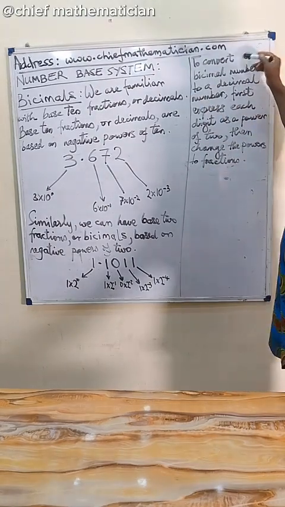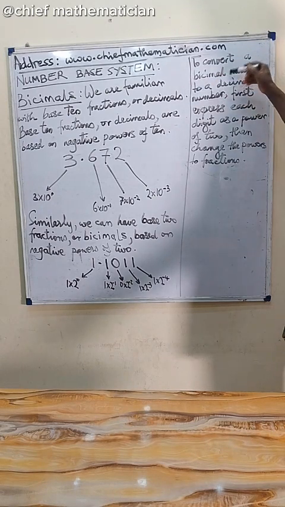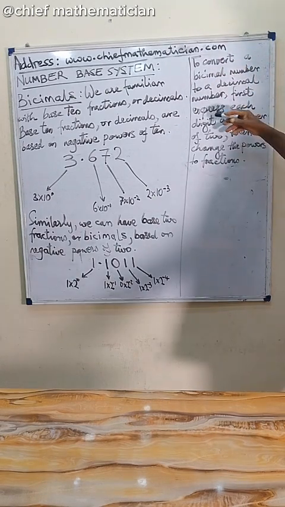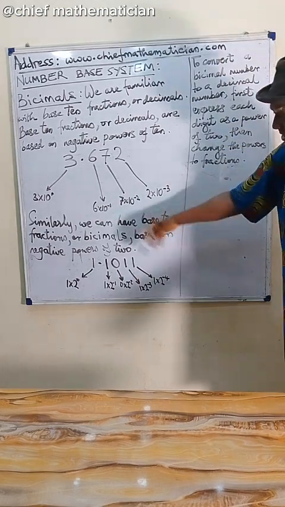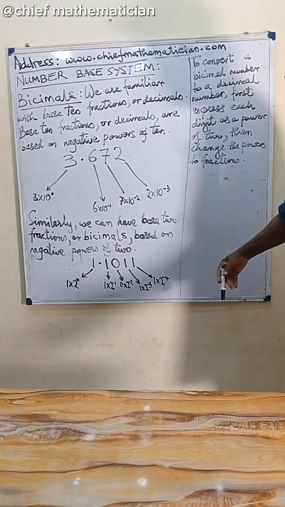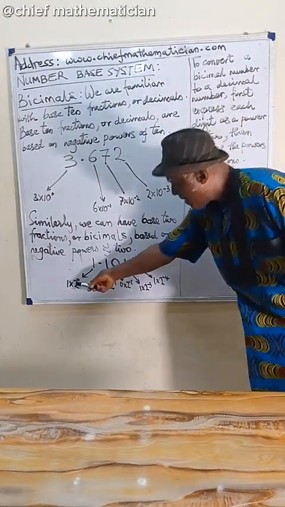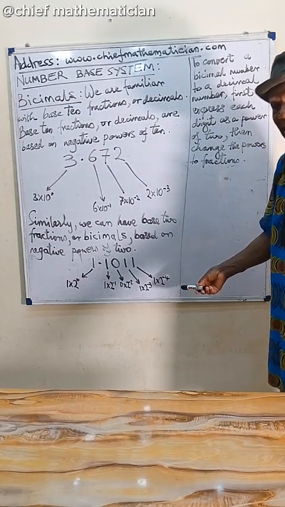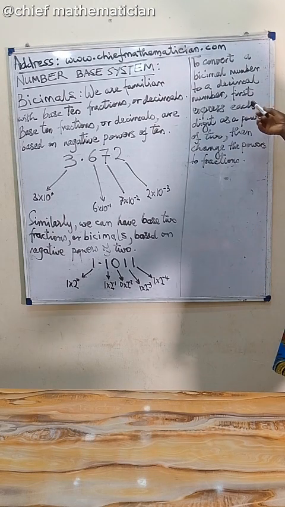So to convert a bicimal number to a decimal number, we first express each digit as a power of 2. That is exactly what we have done there. As it is now, if I write out these values, I will get something in base 10. That is the conversion. That is exactly what I'm saying here.